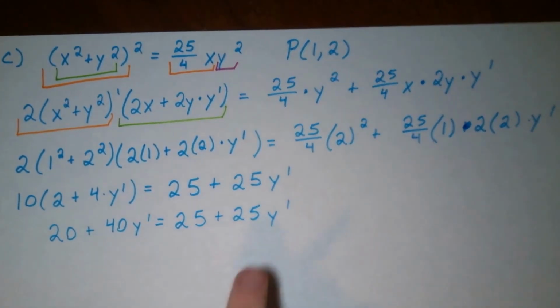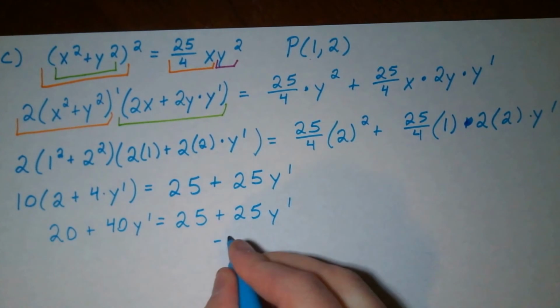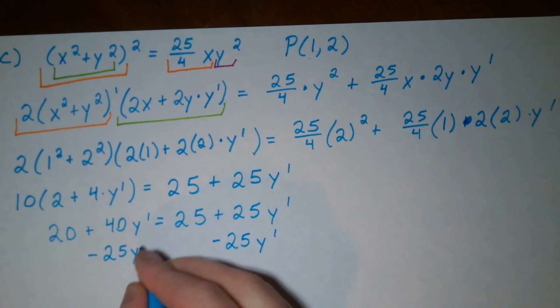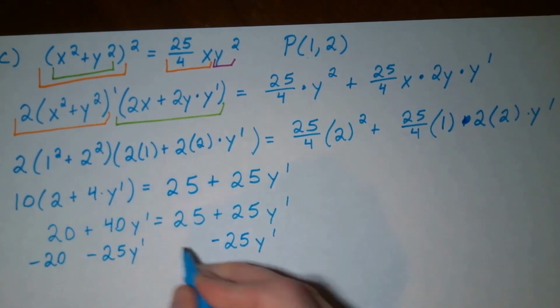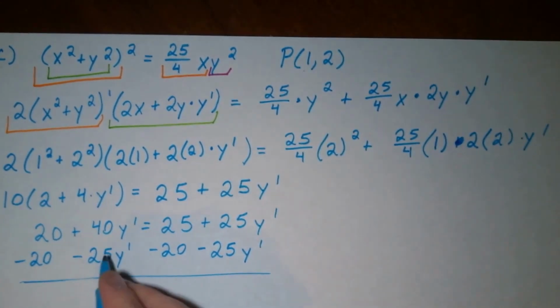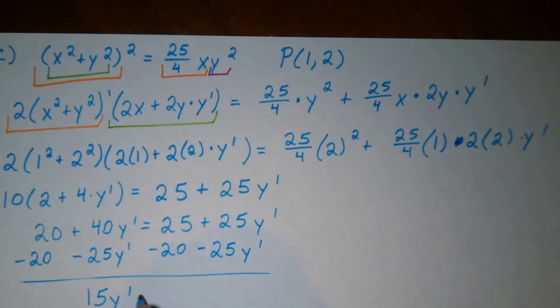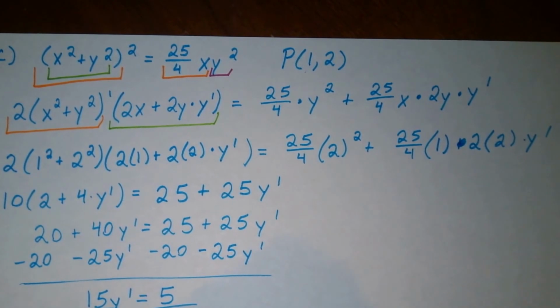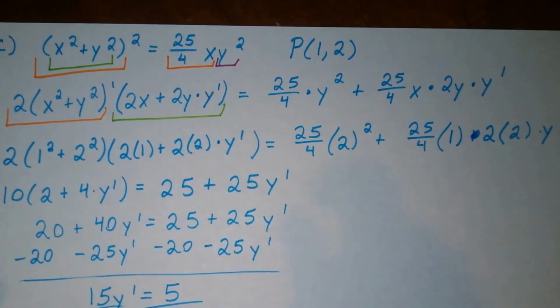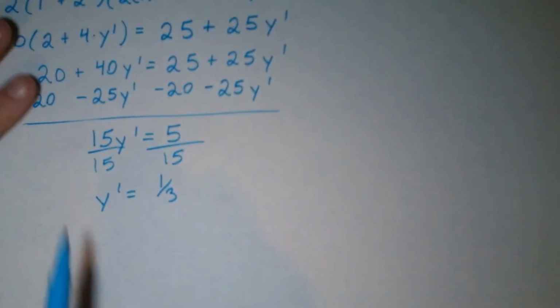Now remember, my goal is to try to get y prime by itself. So I'm going to go ahead and subtract 25 y prime from both sides. And I'm going to subtract 20 from both sides. So what that's going to give me is, let's see, if I take 25 away from 40, that's going to give me 15 y prime equals 25 minus 20, which is 5. Divide both sides by 15. And I'm going to get that my y prime equals 1/3. Oops, sorry, I went off page a little bit. So y prime equals 1/3.